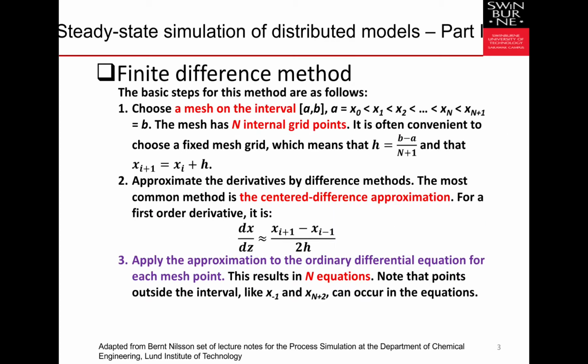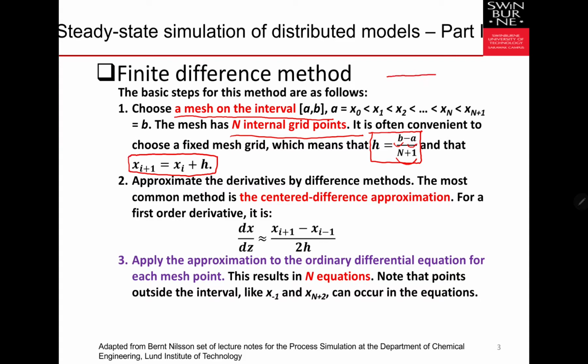The basic steps for this method are as follows. You choose a mesh on the interval a to b so that the mesh has n internal grid points. It is often convenient to choose a fixed mesh grid, meaning that you have the same increments, so that the step size h is equal to the final minus the initial value divided by n plus 1, so that the next value x_i plus 1 will be equal to x_i plus h.